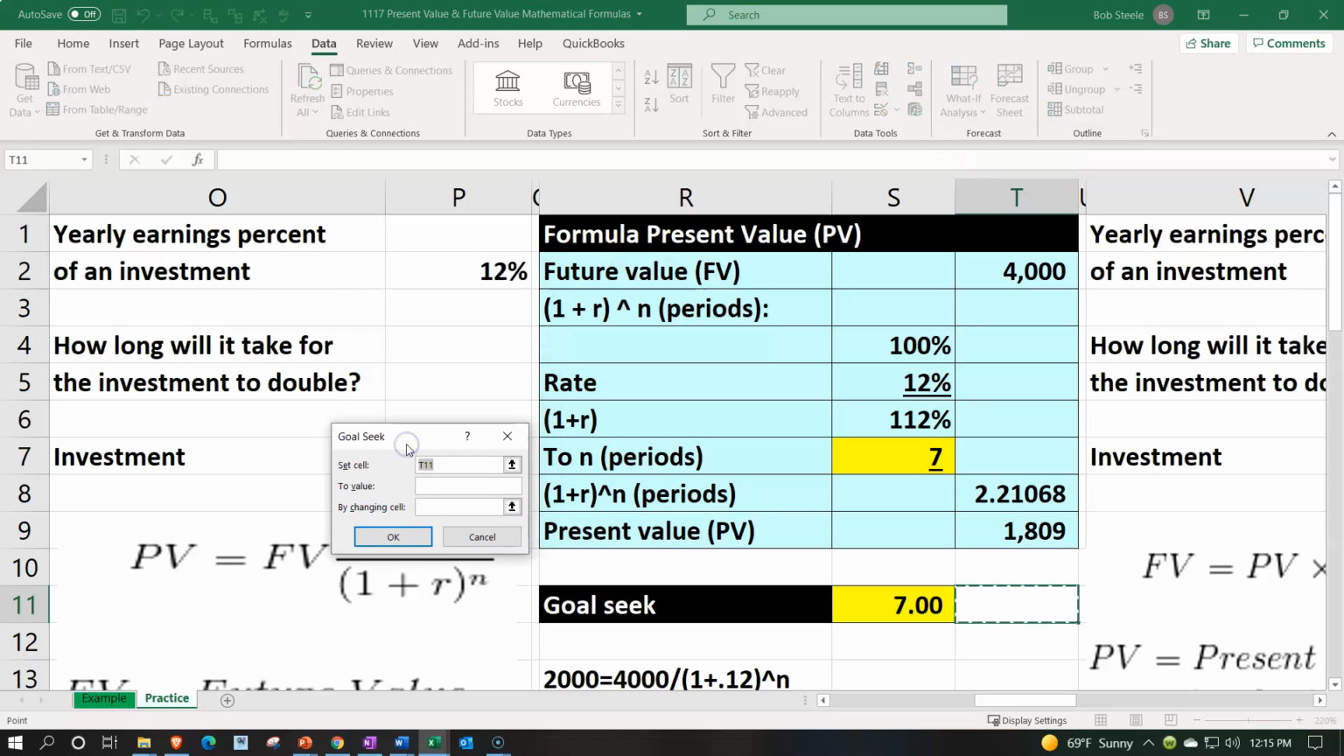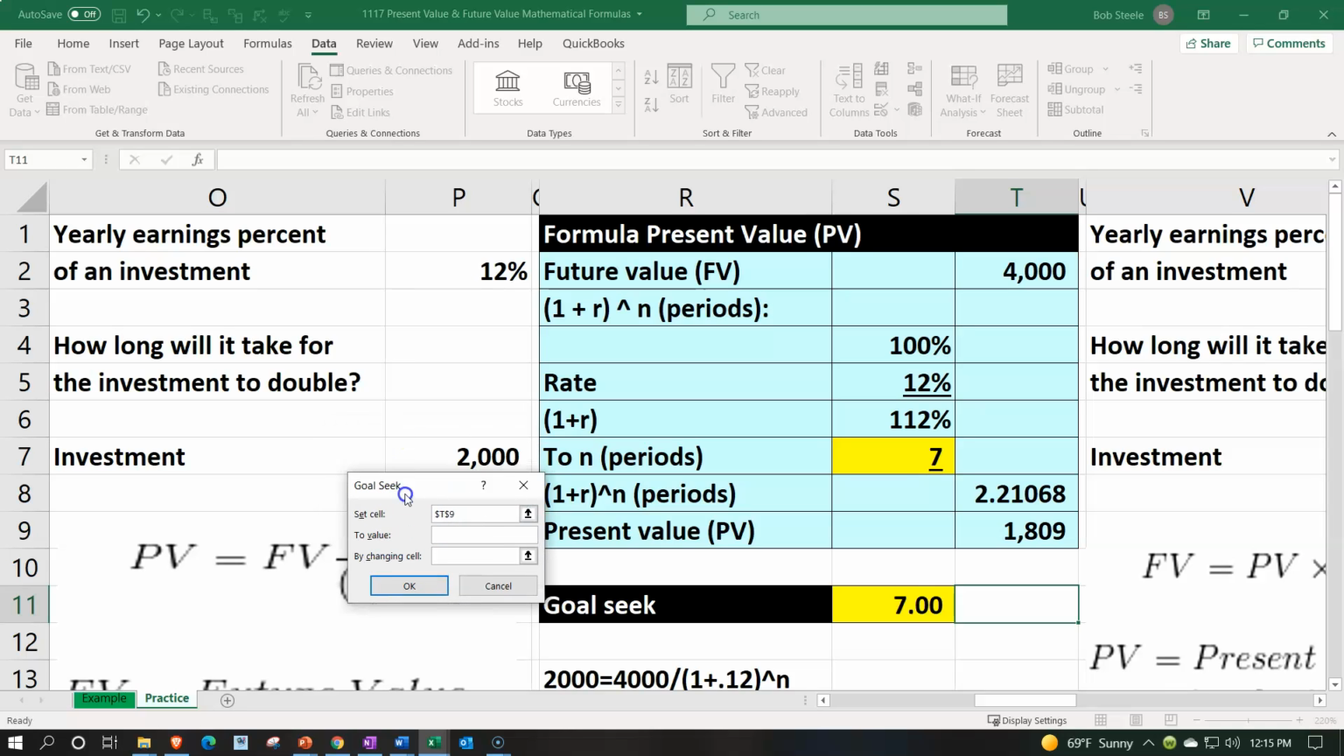And that's basically going to say, okay, Excel, we would like you to set this cell by going to this cell here and taking it to what we know it should be, which is the end result of 2,000. Make that 2,000, please. And do so by changing this cell with the 7 in it. So take this cell to whatever it needs to be to make that end result what we know it should be, which is 2,000. We're going to say OK.